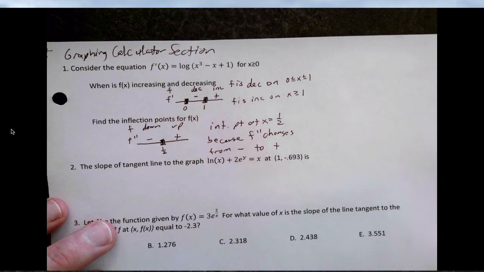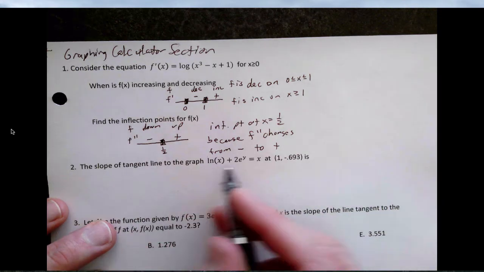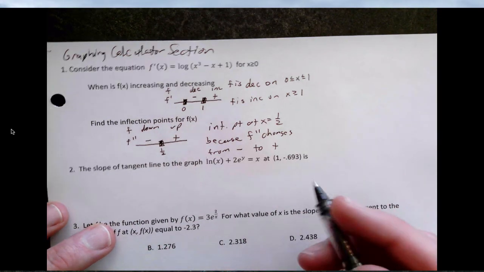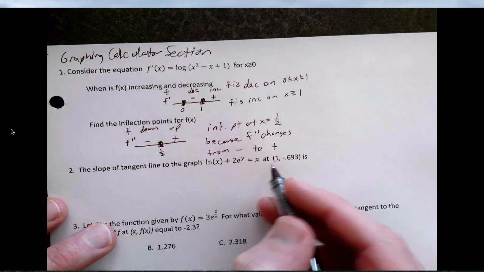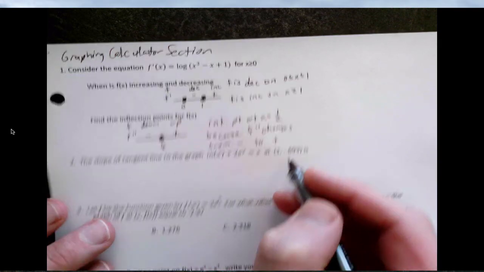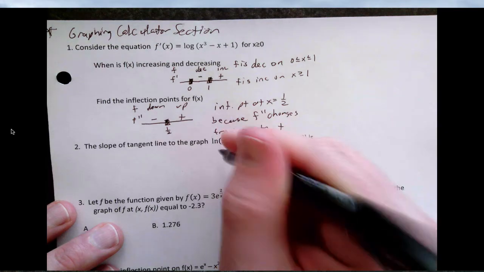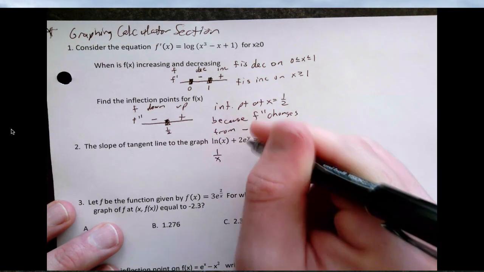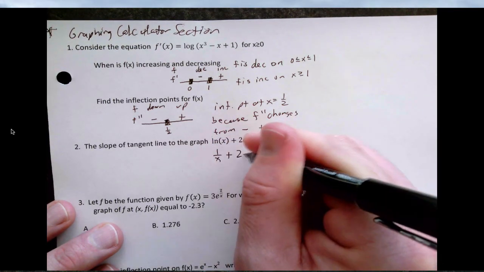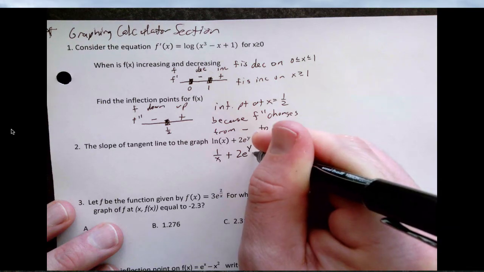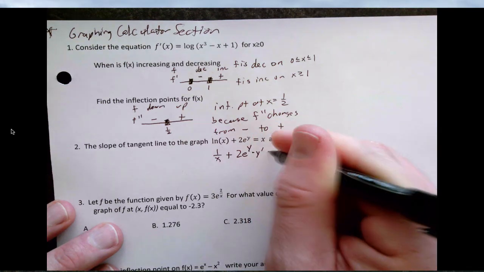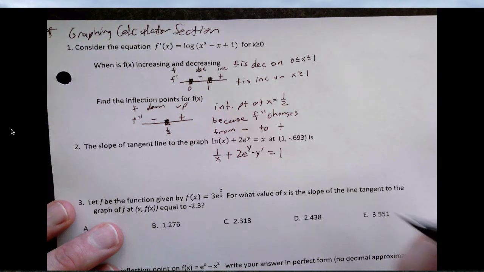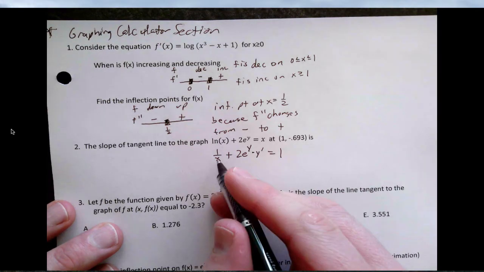All right, next, the slope of the tangent line to this graph at this point is what? So I'm going to have to find the derivative of this and plug in this point. I'm looking for the rate of change. The derivative of natural log of x is 1 over x. The derivative here is going to be 2e to the y times y prime, equals 1.